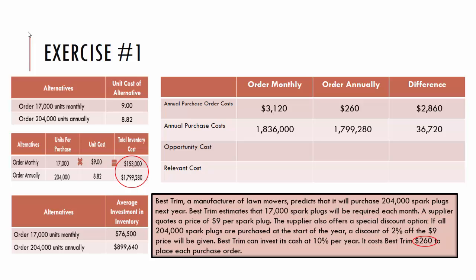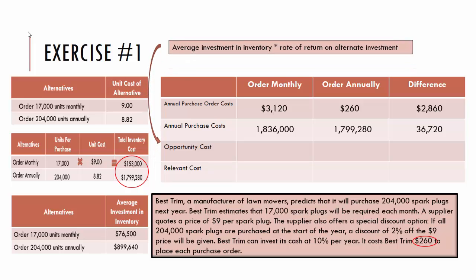So everything we're looking at right now looks like ordering annually is the better option, right? We spend less in purchase order costs, we spend less per unit for the spark plugs, which means our annual purchase costs are going to be significantly lower, like $36,000 plus lower. We have to take into consideration the fact that if we do that, we are tying up a ton of money throughout the whole year in inventory that's just going to be sitting around waiting to be used for the entire period. We're giving up something. We're giving up the ability to invest any extra cash we have and return 10% per year, which is how we're going to figure out our opportunity cost.